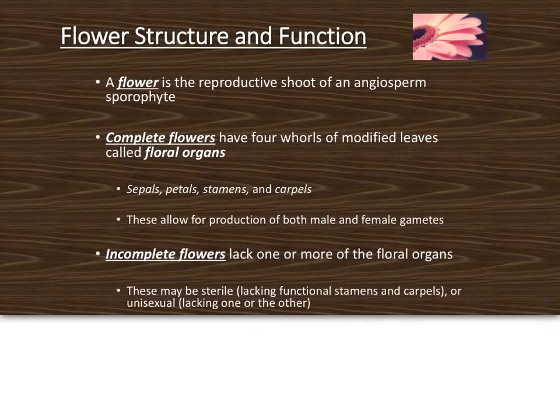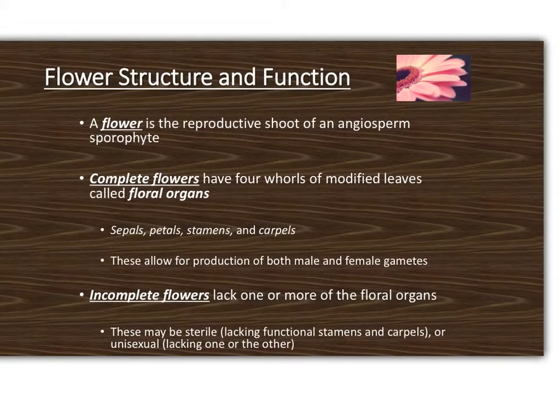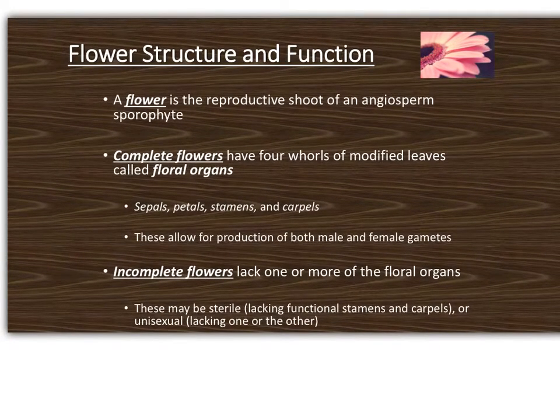Now the flower is going to be our focus here, moving forward, because that's the way that these organisms reproduce. A flower technically is a reproductive shoot of the sporophyte. So it is the structure in which we will find the gametes being formed and the fertilization event that occurs.